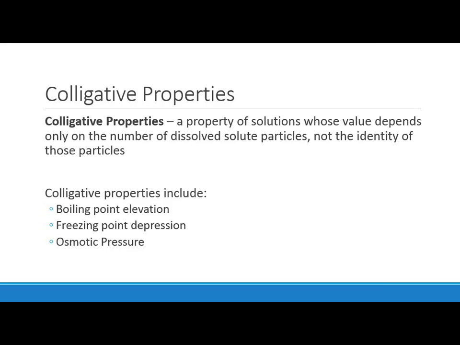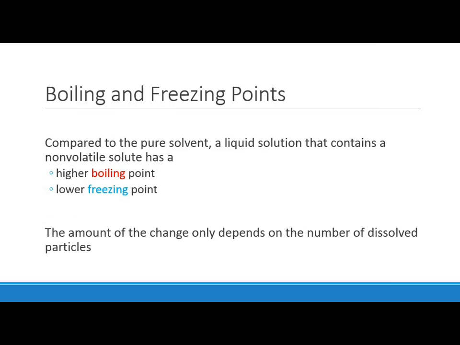Now there are three colligative properties we're going to be concerned with. These are boiling point elevation, freezing point depression, and osmotic pressure. So let's go ahead and look at each of those.